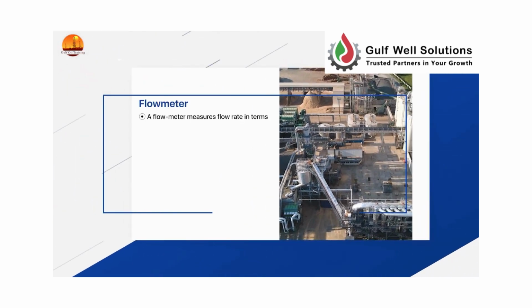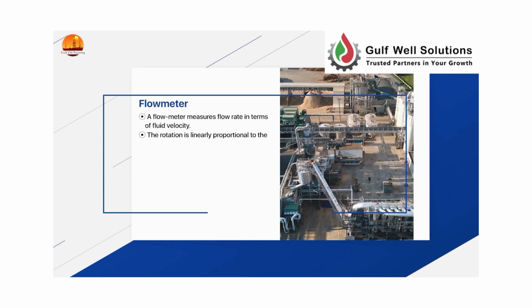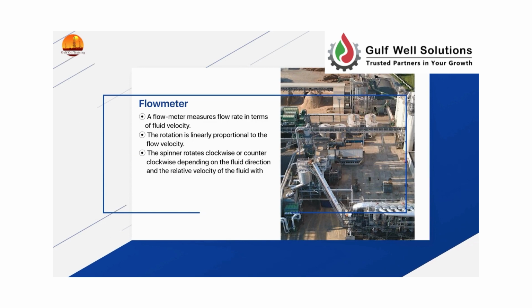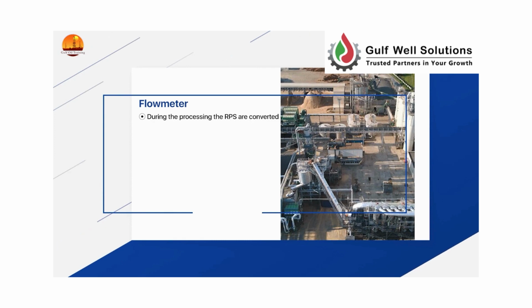Flowmeter. A flowmeter measures flow rate in terms of fluid velocity. The rotation is linearly proportional to the flow velocity. The spinner rotates clockwise or counterclockwise depending on the fluid direction and the relative velocity of the fluid with respect to the tool. It is one of the most important tools in the string. During processing, the RPS are converted into velocity and the velocity is converted into flow rate.